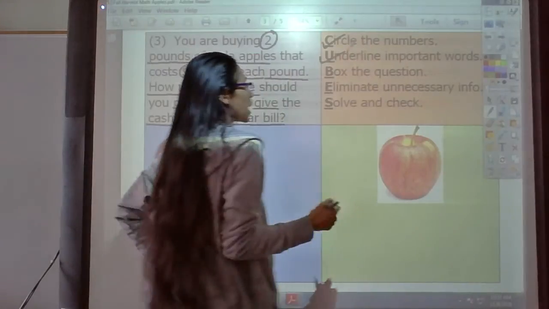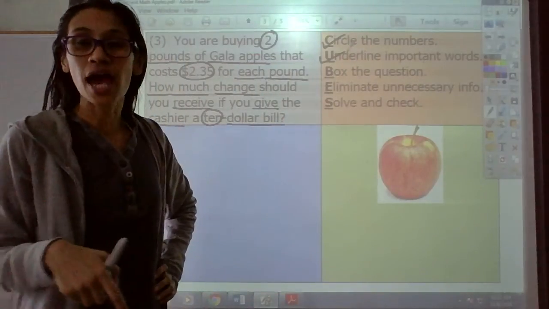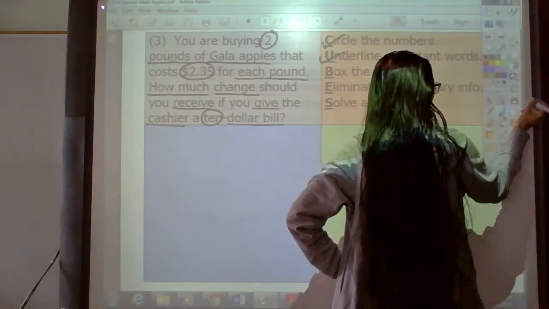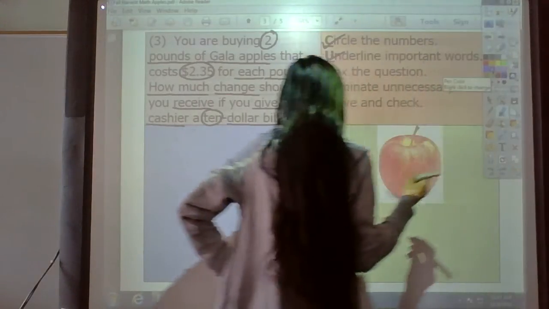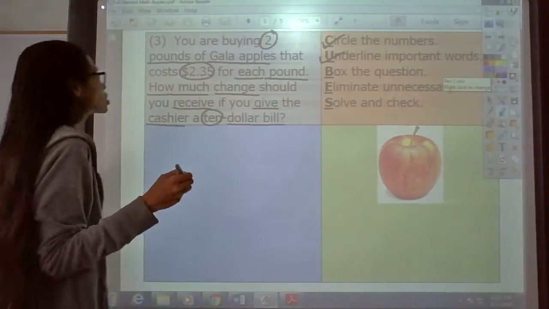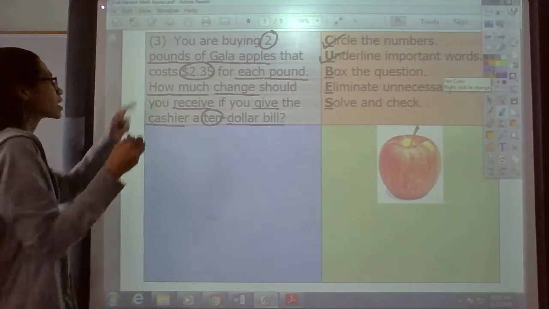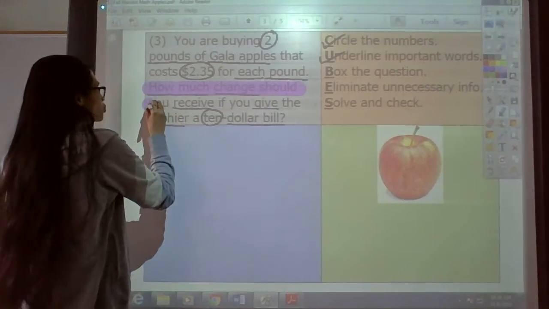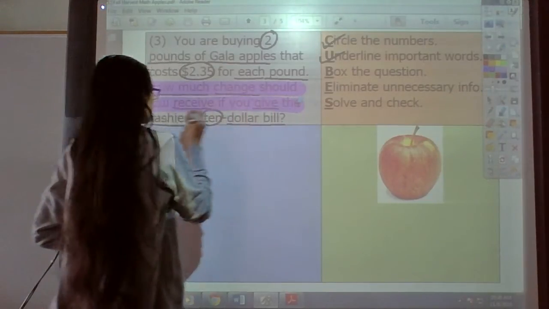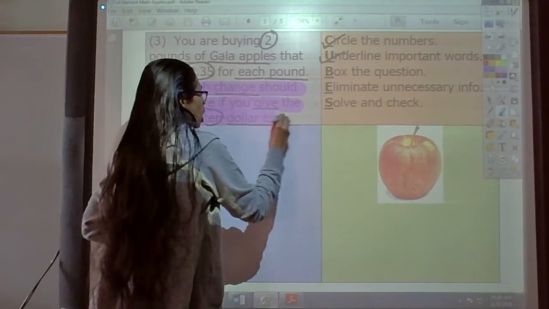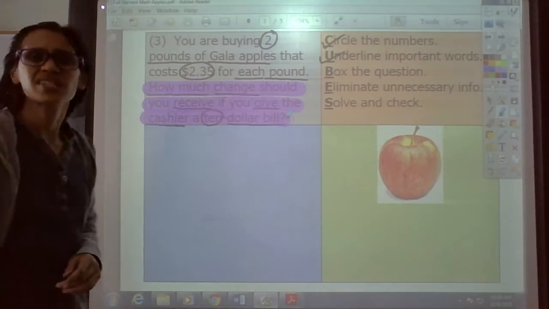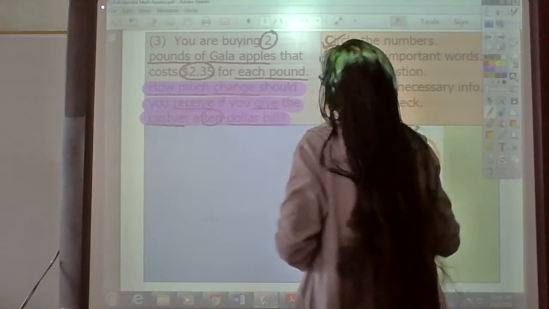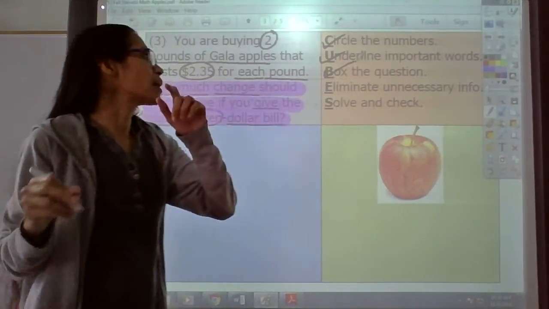Bam, done with that. The next step is the B step, to box the question. You can highlight the question, circle the question, box the question. Just find the question. Where's the question? Right there. How much change should you receive if you give the cashier a $10 bill? All right, that was an easy step. We're done with that step. Bam. The next step is the E step.